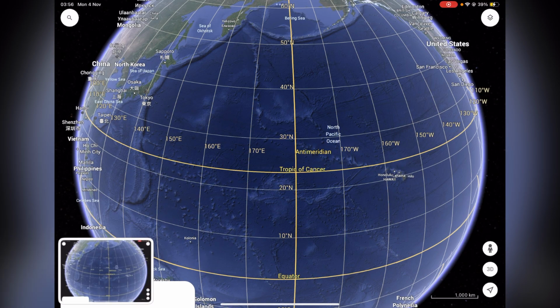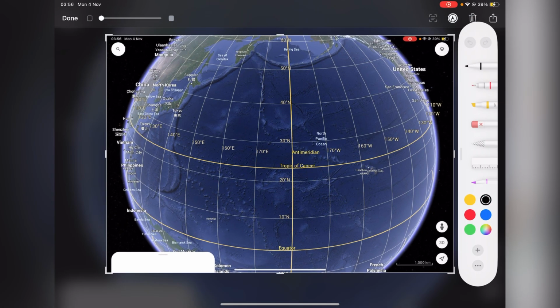Fine. So what do they tell us? They say that we are somewhere here, right? 30 degrees north, 170 degrees east. And they say we fly easterly. So now the question is, how do I measure east?